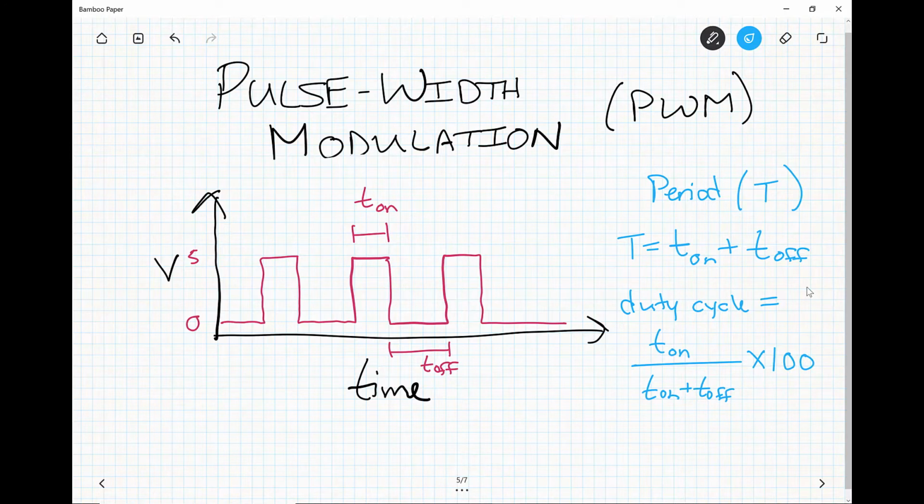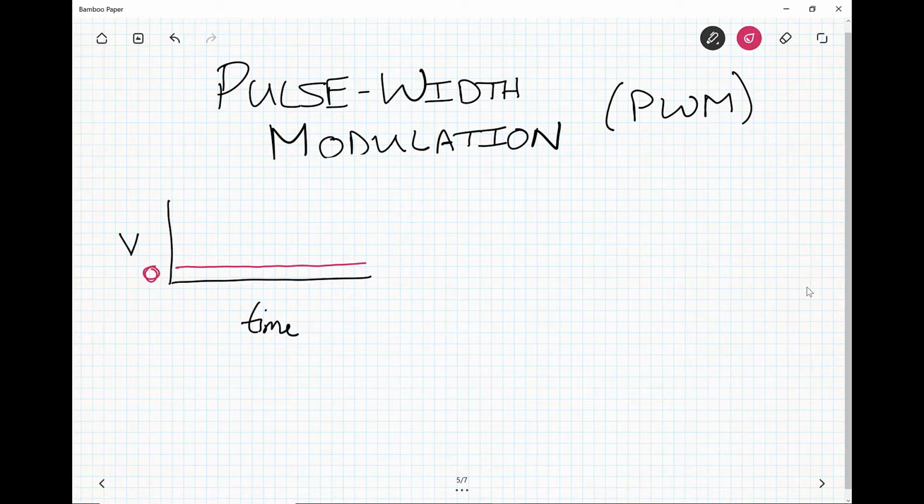Okay. So I'll talk in a minute about how a signal like this can simulate an analog signal. But first, let me draw a couple different pulse width modulated signals with different duty cycles to illustrate the point. Here's a pulse width modulated signal with a duty cycle of 0. It spends no time high and all the time low. So this pulse width modulated signal is essentially the same as a digital write low. There's nothing. Voltage of 0.